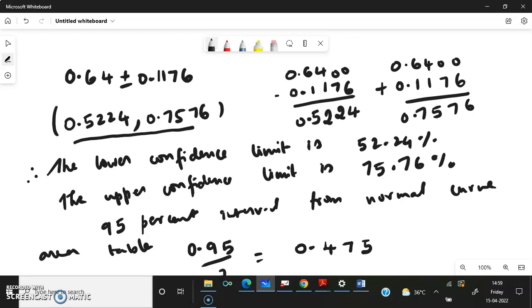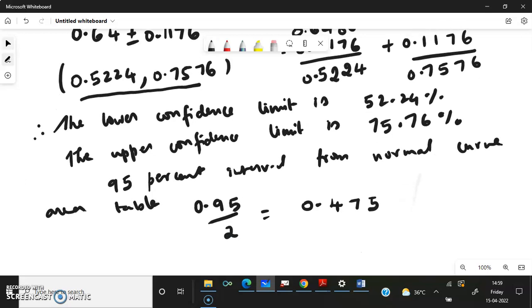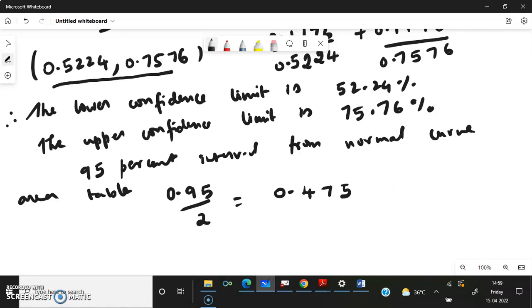So the lower confidence limit, if we convert into percentage, is 52.24 percentage. The upper confidence limit is 75.76 percentage. And in the previous class I told you how to find the 95% interval from the normal curve area table.